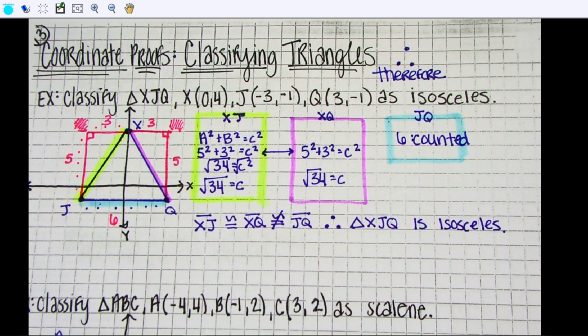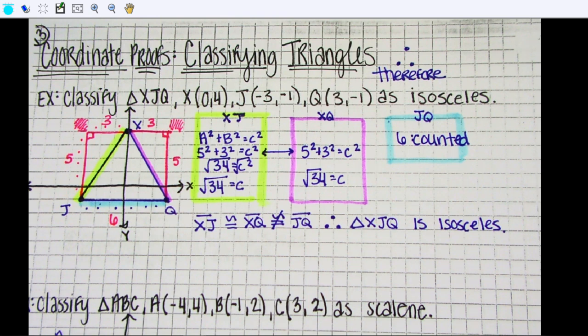As you do these, you'll get a lot faster at them. Clearly, this problem took us like 10 or 15 minutes to do, but when you're doing them by yourself, it's not going to take that long because you don't have to explain it. All you're doing is saying which sides are equal or congruent, and which side is not, then it's isosceles. So let's try the next one.